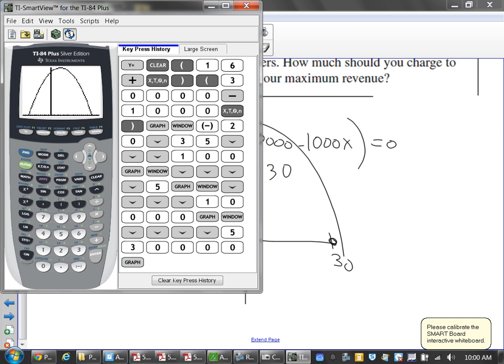If you have an invalid domain, that just means you might have flipped a sign. I don't know why it's doing that.